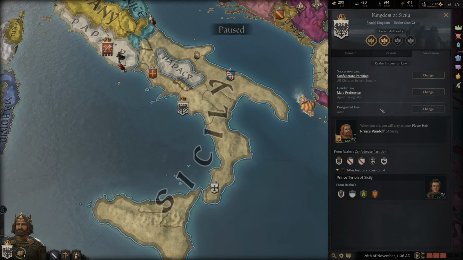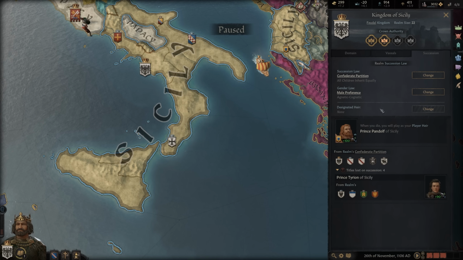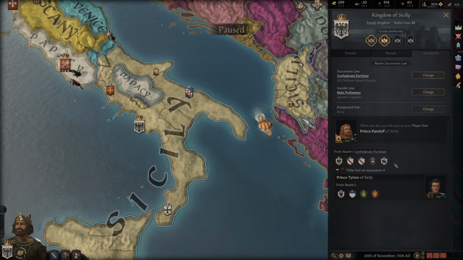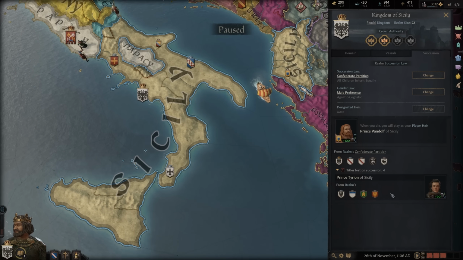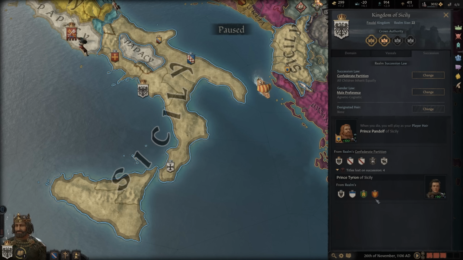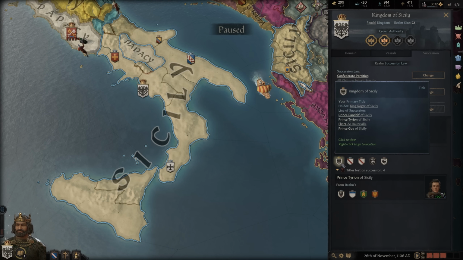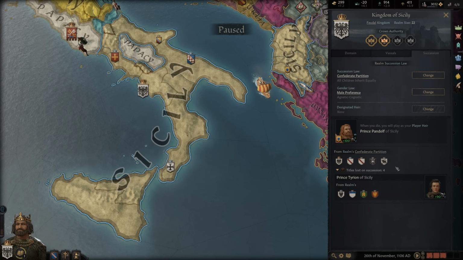Going back to succession, we can see things look for the most part the same, but Pandolf is no longer going to inherit the counties that he has. But Prince Tyrion is still going to receive a lot of land in Sicily, and Prince Pandolf is really not getting the most out of his money here.